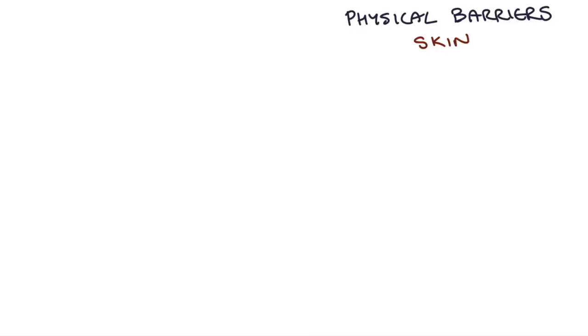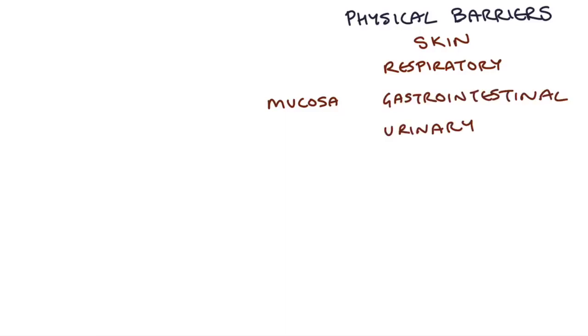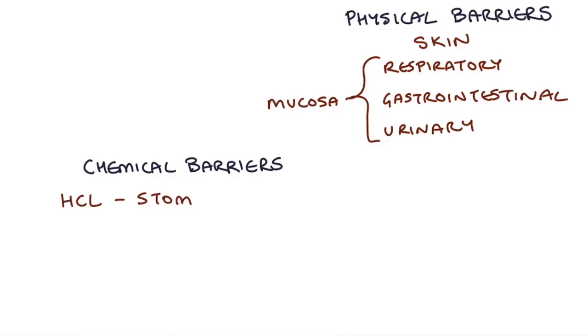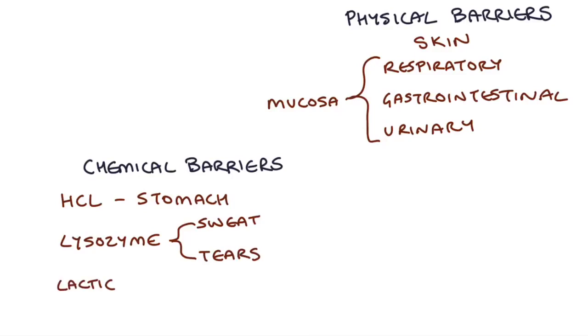As well as the skin, there's other physical barriers, such as the mucosa of the respiratory system, the gastrointestinal tract, and the urinary tract. There are also chemical barriers that help destroy harmful pathogens before they can cause any infection, such as the hydrochloric acid in the stomach, lysozyme in sweat and tears, and lactic acid in the vagina.